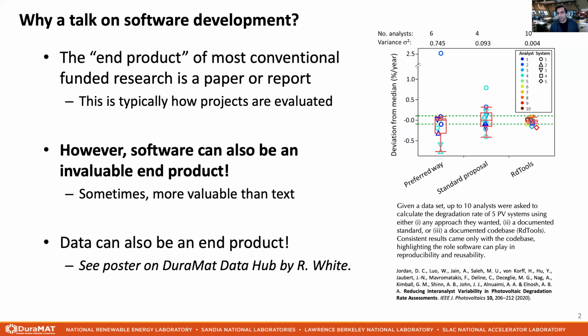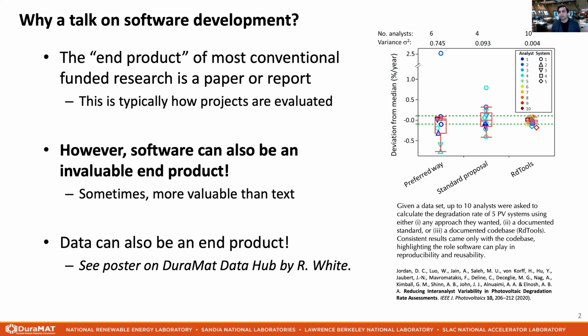So this was a study recently conducted by Dirk Jordan and colleagues. And what they tried to do was to ask a bunch of analysts, so in this case, between 4 and 10 analysts, to analyze the degradation rate of 5 different PV systems. And in one test, they said, okay, just do it however you'd like to do it, the preferred way. And they found that these different analysts, in this case, 6 of them, had very different estimates of degradation rates for the same system, meaning that the analysis of degradation was really not reproducible at all.